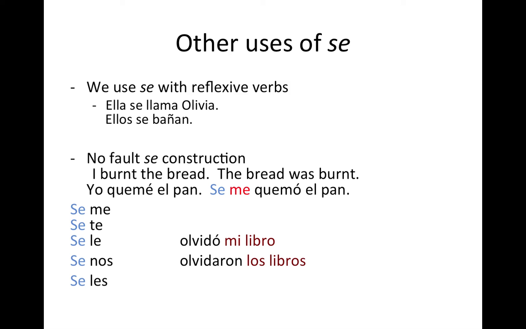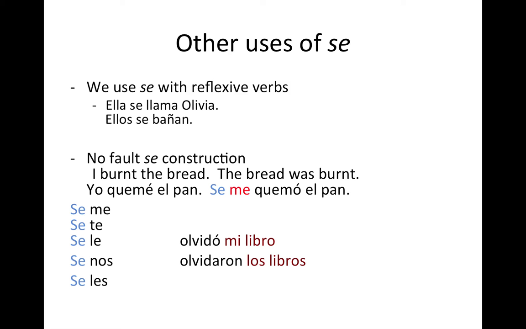So, se me, that's it happened to me. Se te, it happened upon you. Se le, him or her. Se nos, that happened to us. Se les, to them, feminine or masculine. Okay, and I have two sentences here. One with a singular object and one with a plural object.